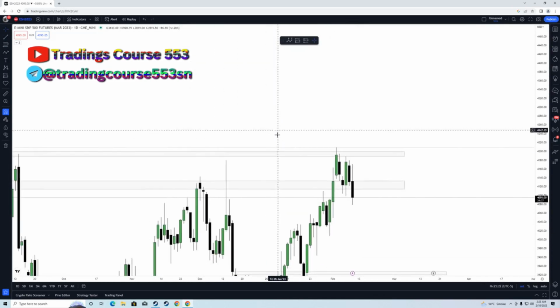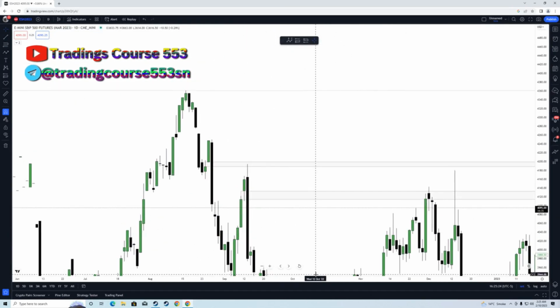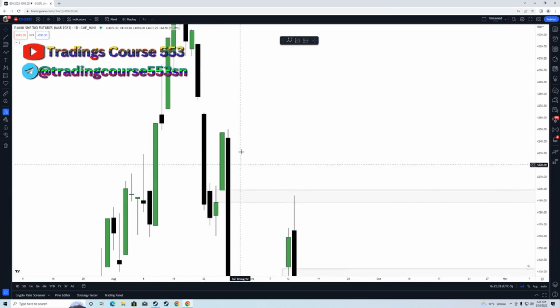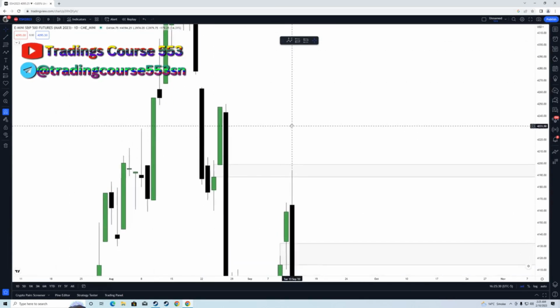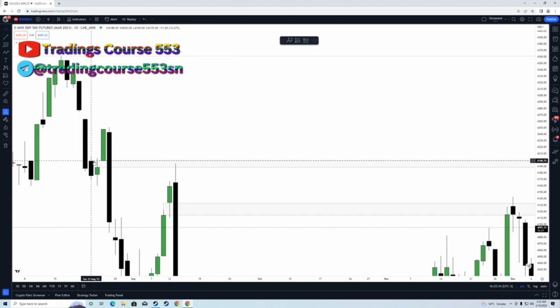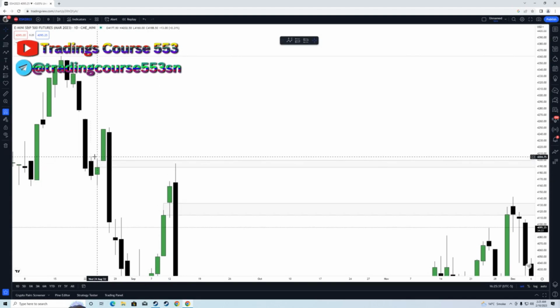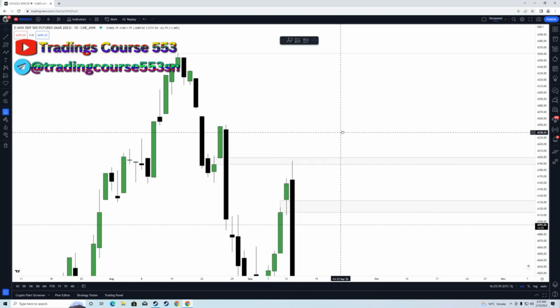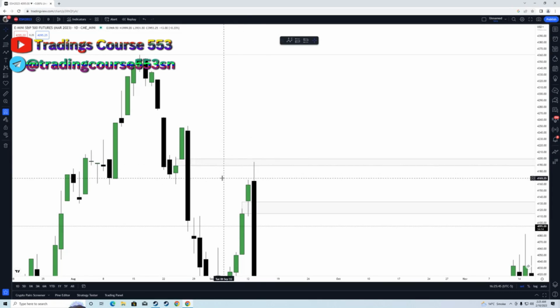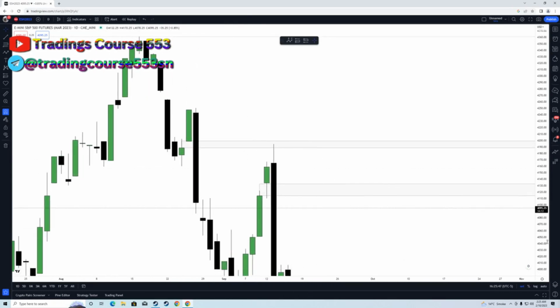So let me give you guys some examples. Right here, you can see I'm looking at E-mini S&P on a daily time frame. And one thing, I also use volume imbalance to identify my daily bias. Not all the time, but if it is at a clear volume imbalance area, then I can take my decision. However, let's talk about this.